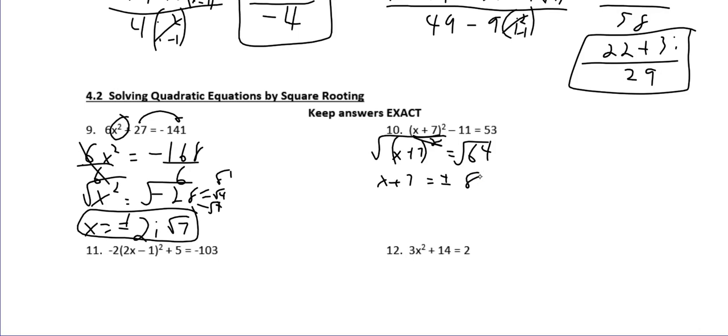And now we're going to subtract 7 from both sides. So it gives us -7 plus or minus 8. And we just use two separate problems. So -7 plus 8 is 1, and -7 minus 8 is -15.